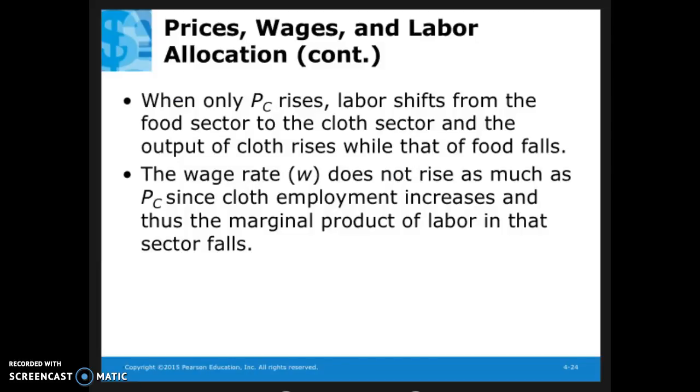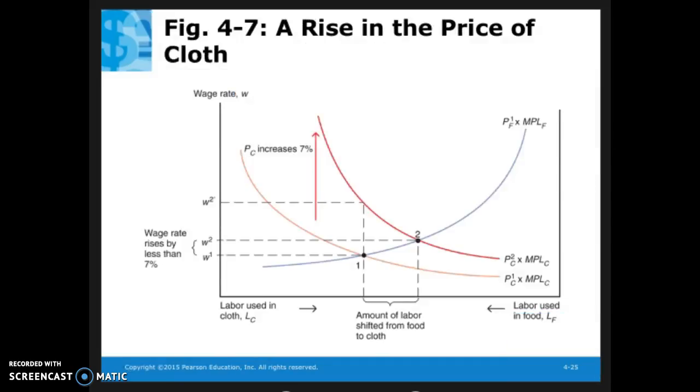So when only the price of cloth rises, labor shifts from the food sector to the cloth sector, and the output of cloth rises while that of food falls. The wage rate does not rise as much as the price of cloth, since cloth employment increases and the marginal product of labor in that sector falls. So here's what that looks like graphically.